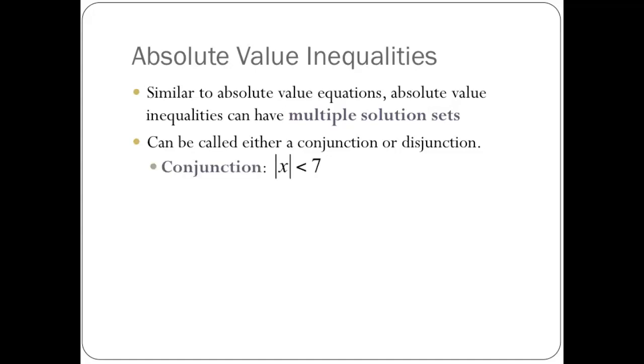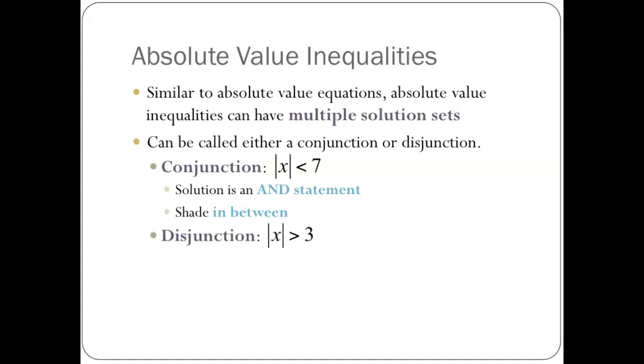So if you have the absolute value less than a number, then this is a conjunction. The solution here is going to be some form of an and statement, and when you graph it, you will be shading in between the two values. The other type, a disjunction on the other hand, is when you have an absolute value that's greater than a number. This solution is going to be an or statement, and when you graph it, you will shade away from each other. So they will be two separate solution sets.